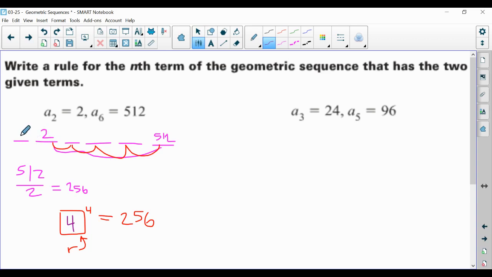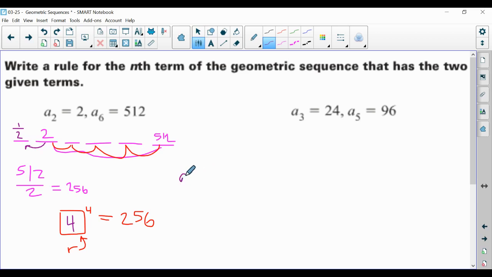The other piece of information I need is my first term. If I need to multiply by 4 to get to the next term, then I would divide by 4 to get to this first term. So if I divide 2 by 4, that gives me a reduced fraction of 1/2. Now I know my first term and I know my r, so I'm ready to write my explicit form.